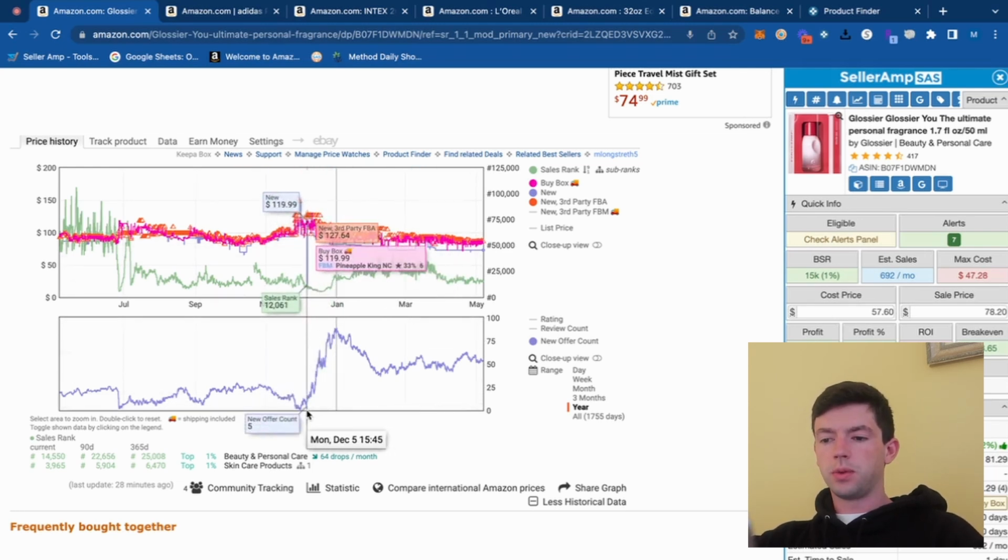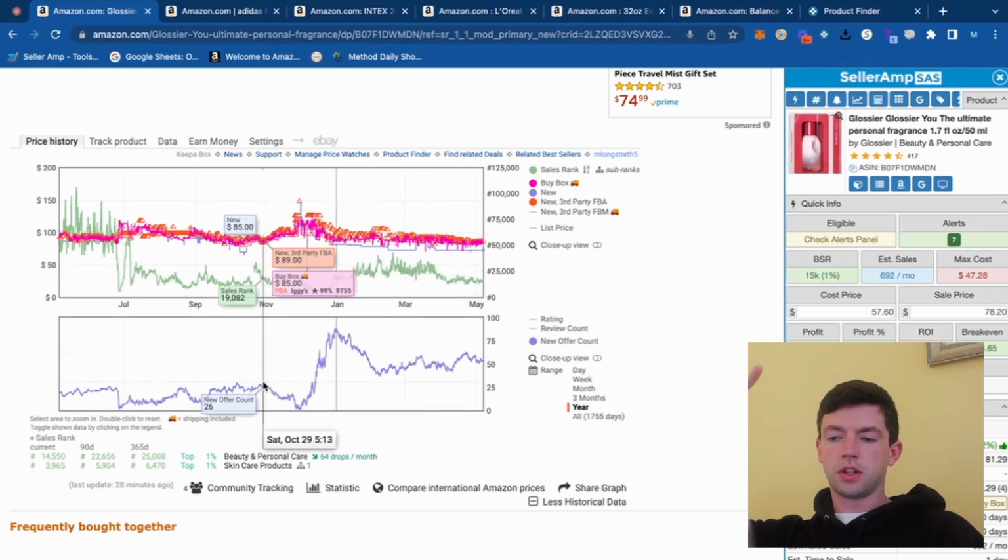So you oftentimes want to avoid products where the competition is going way up or the price is going way down. Especially when the offer count's going way up, because that most likely means that the price is going to go down. Basically, the only time you would take advantage of something like that is if the ROI was really, really high and you had wiggle room to go down from a pricing perspective.